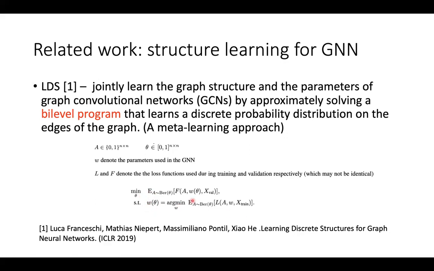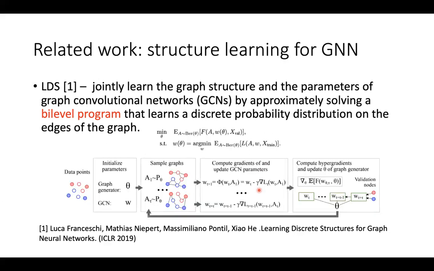The idea is that maybe we can first sample theta to get a fixed A, and once we get a fixed graph structure A, then W is just a normal GNN parameter learning problem on a given graph structure. So the optimization will iterate over these two parameters. And here's an illustration of possibly how the whole process is going on.